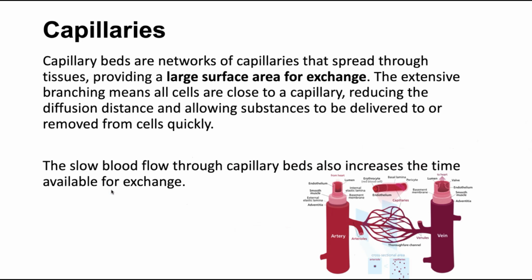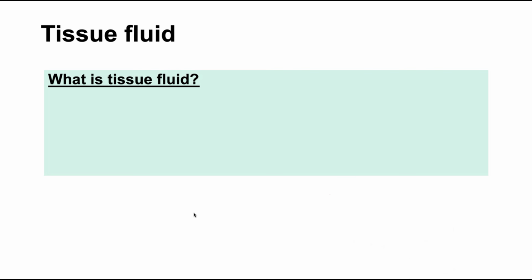Capillary beds are networks of capillaries that spread through tissues, and that provides a large surface area for exchange as well. And the extensive branching also means that all cells are going to be close to a capillary, and that is reducing the diffusion distance. So again, we're thinking here about large surface area and reducing diffusion distance.